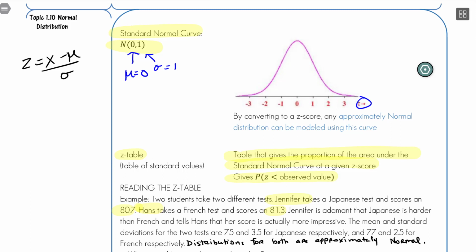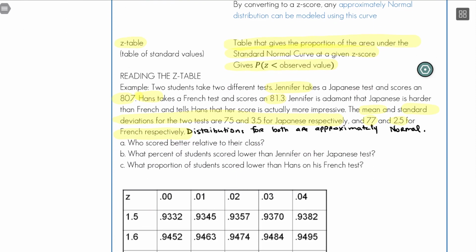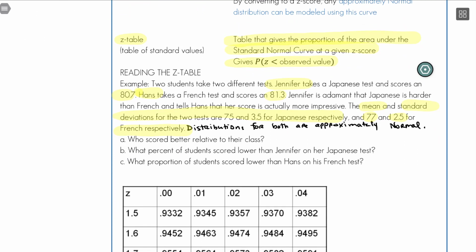The mean and standard deviation for these two tests are 75 and 3.5 for Japanese, respectively, and 77 and 2.5 for French, respectively. So we've got all of our information down. Let's jot down those important parts, maybe in the left-hand column for space. Jennifer got an 80.7. The average score on Jennifer's test was 75, and the standard deviation was 3.5.